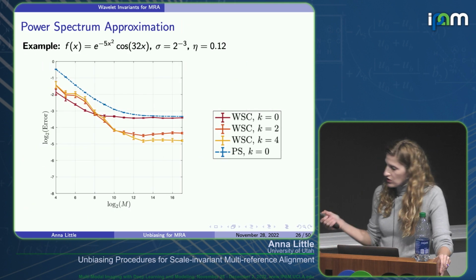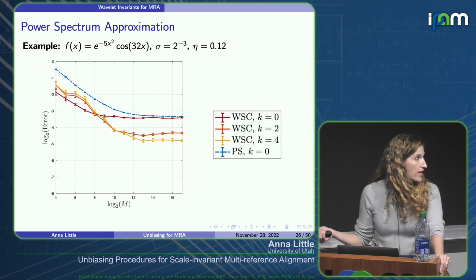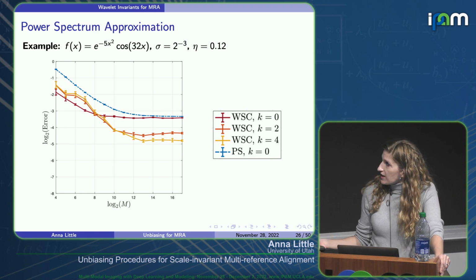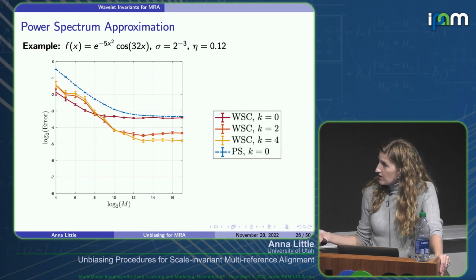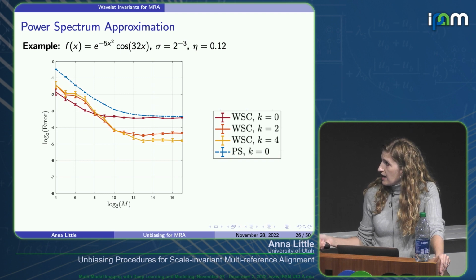So here is a picture illustrating the error decay. This is for a high frequency signal. We've got additive noise and dilations. We're just trying to learn the power spectrum. If you don't unbias for the dilations, and you just do the additive noise unbiasing, this is the decay that you get as you increase the sample size m.